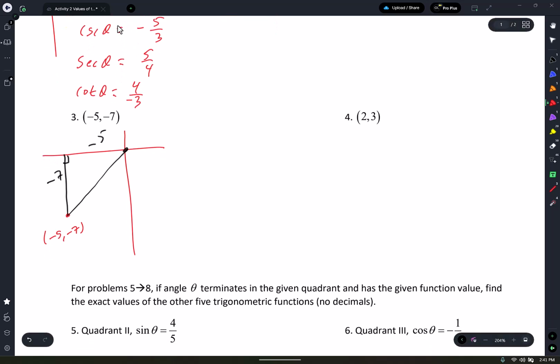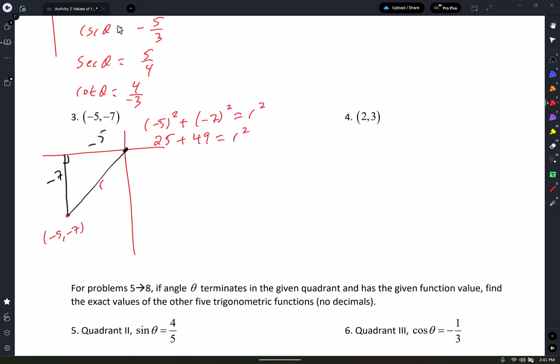All right, so I'm going to figure out this hypotenuse here, or that radius. So I'm just going to go negative 5 squared. I guess technically you don't need to put the negative if you don't want to. Negative 7 squared equals r squared. Let's see, that's 25. Negative 7 squared, that's 49. Equals r squared. Let's see, 50 plus 25 is 75, so this must be 74. And then r equals square root of 74.